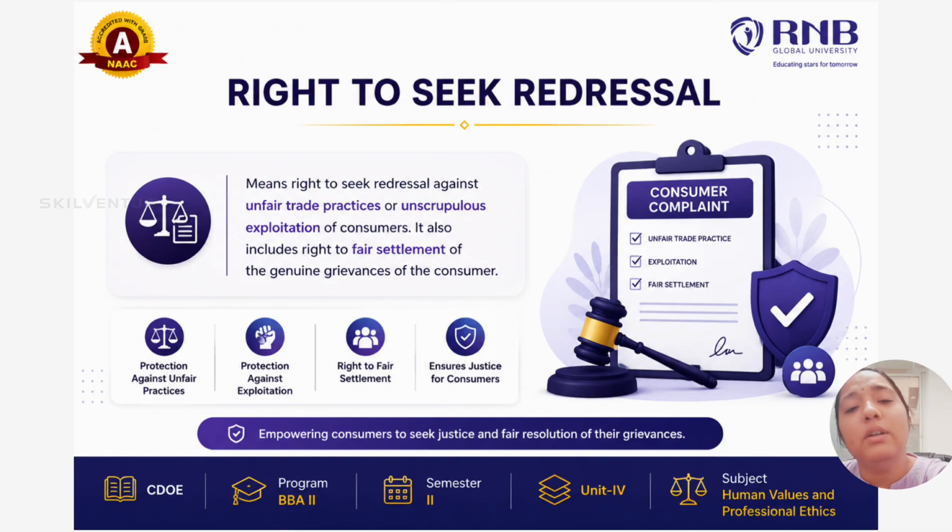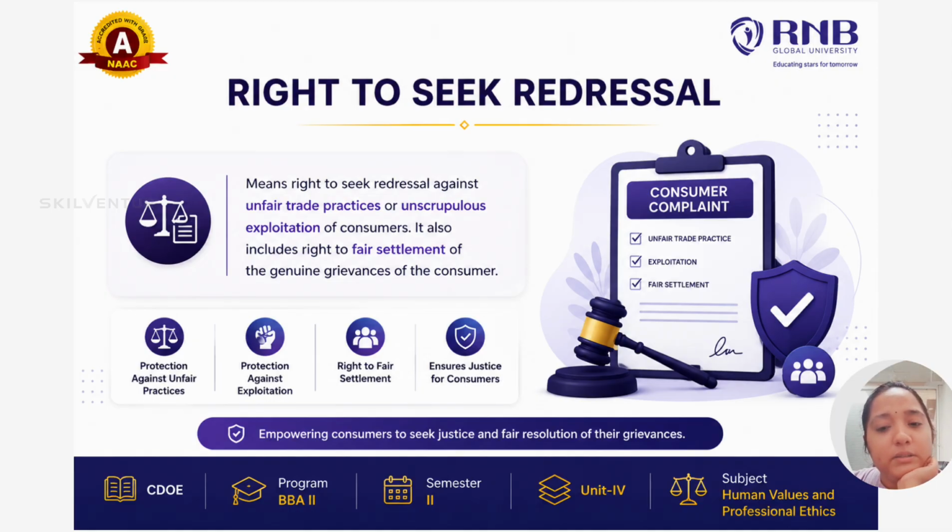So to conclude, this right ensures fairness and protects the consumer from any kind of exploitation, and it makes businesses more responsible and accountable. So this was your right to seek redressal, where you have the right to go to these forums and give your voice. So this is the right to seek redressal.